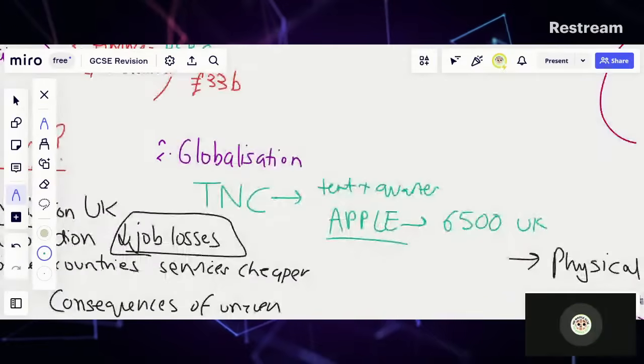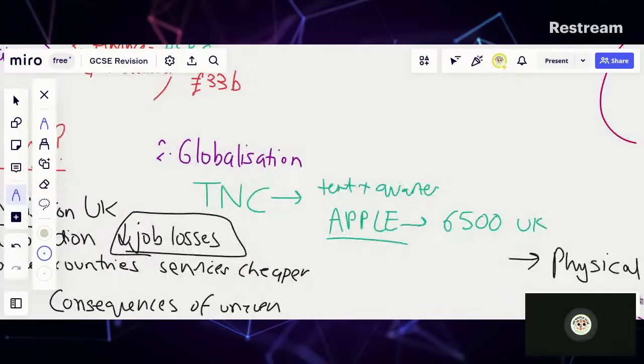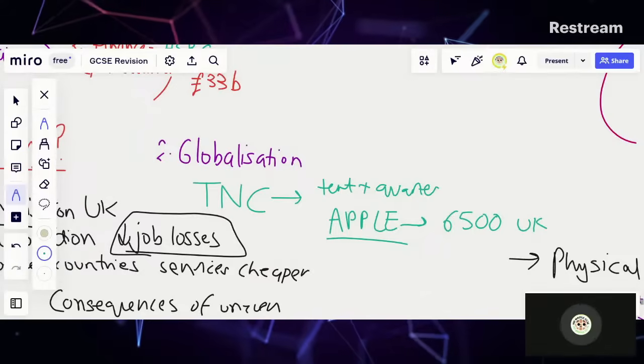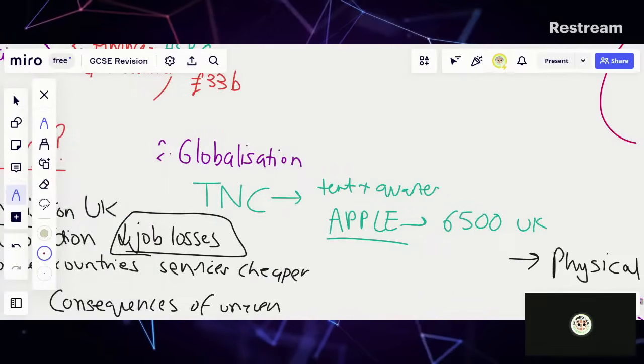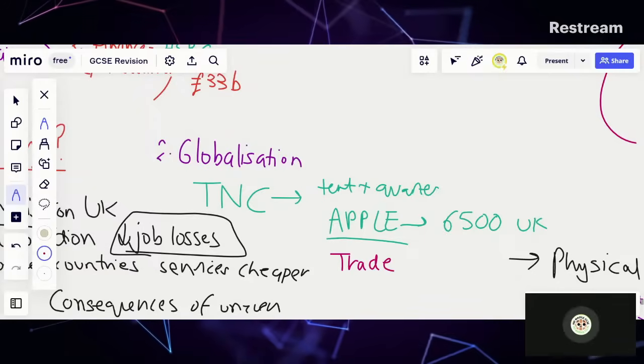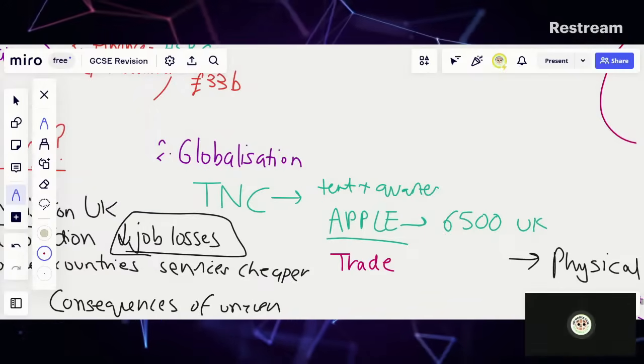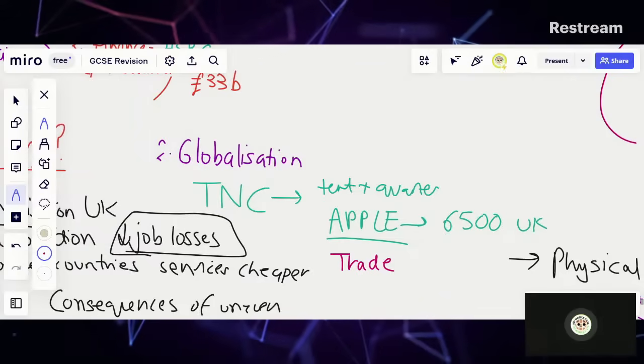Another reason for globalization having an effect on economic change is trade. As the UK became more global and traded more with countries as an equal, this meant that they had to rely less on themselves, and more on exports.